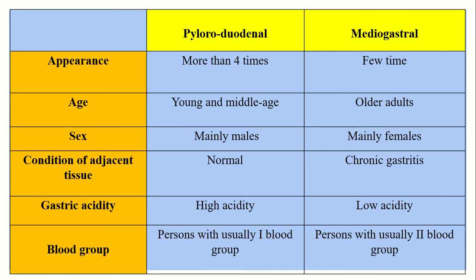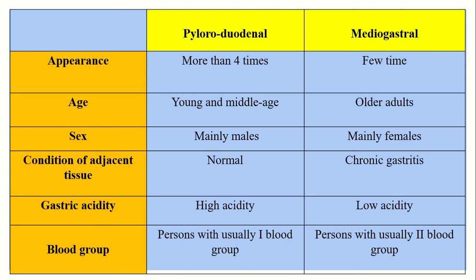This table demonstrates the comparison of pyloroduodenal and mediogastral ulcers. Pyloroduodenal ulcers appear more than 4 times more often in comparison with mediogastral ulcers, which appear only a few times. Age: pyloroduodenal ulcers occur in young and middle-aged patients, but mediogastral ulcers affect older adults.